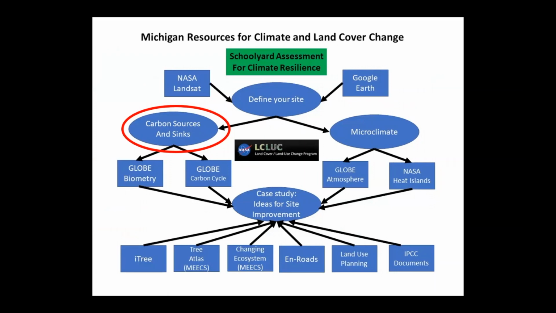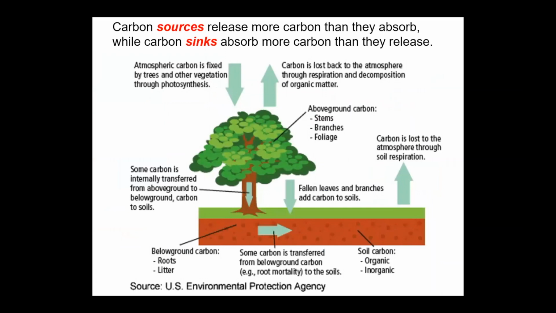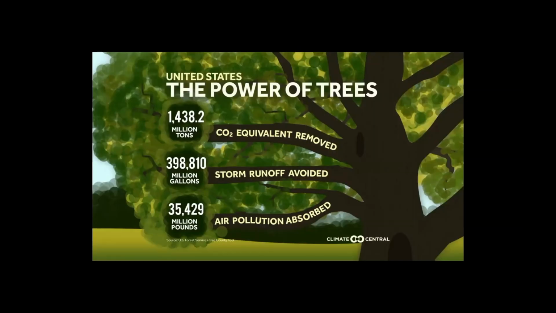So let's assume that you are really wanting to get into GLOBE, which protocols would be good to use. We're going to take a look at protocols that relate to carbon sources and sinks. Sources release more carbon than they absorb, while sinks absorb more carbon than they release. Trees ordinarily are sinks of carbon, but they also can be sources, particularly when they're burning up. But just the power of trees: we've got a lot of carbon dioxide removed, a lot of stormwater runoff avoided, and air pollution absorbed.